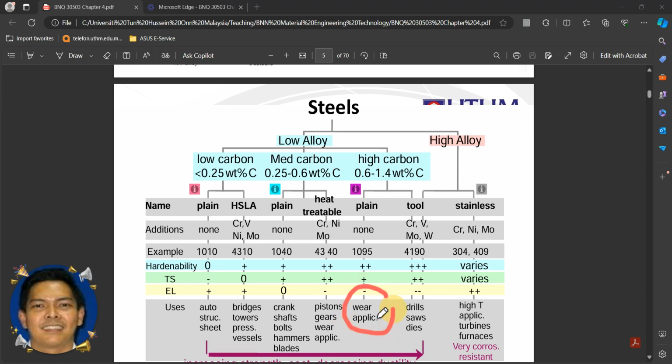For high carbon steel, it is used in conditions that require very high resistance to wear. Sometimes high carbon steel is also used as a cutting material, as a drill, saw, and also dies.